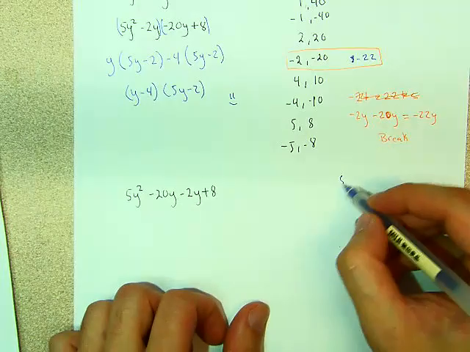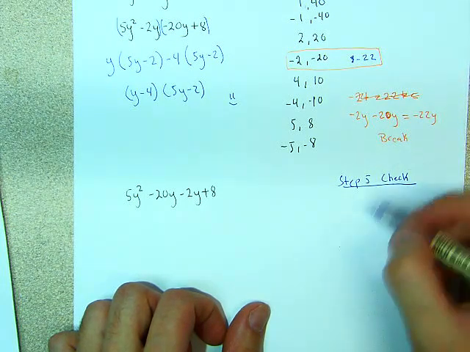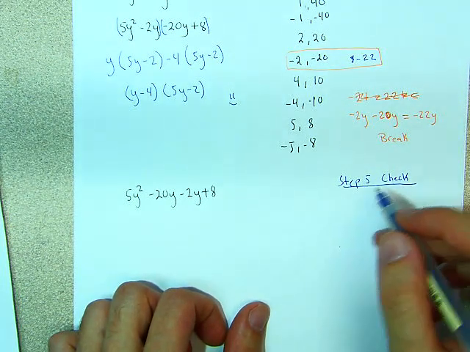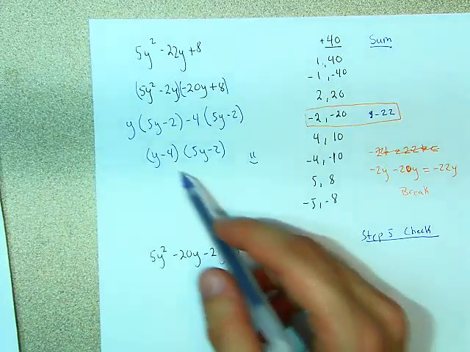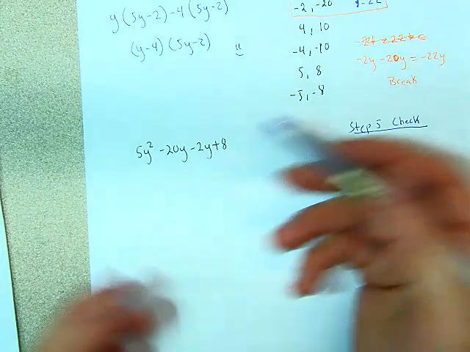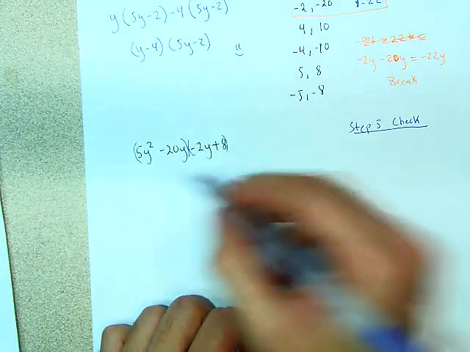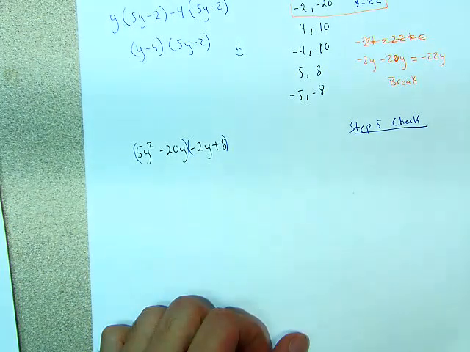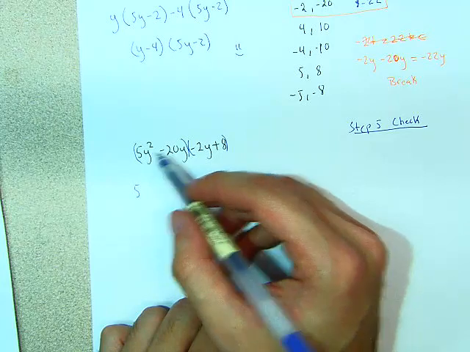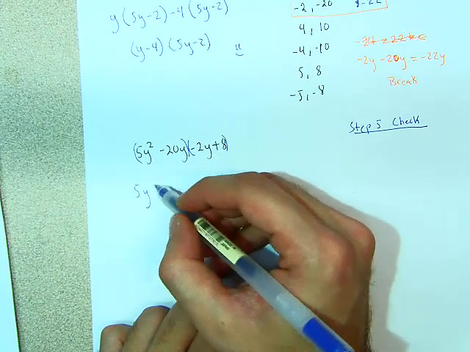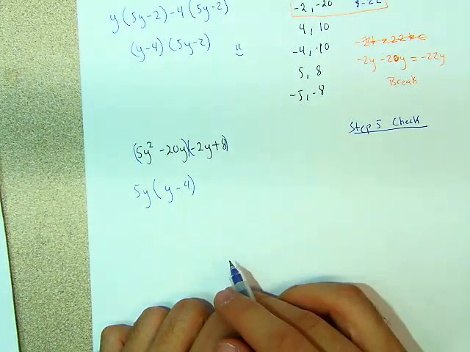If you want, step 5, check it. And when you're making the project, definitely check it. All right. But let's just check over here. Remember, we got to get the same thing somehow. Let's see what happens. First move: parentheses, parentheses, parentheses, parentheses. And what's the GCF of 5 and 20? It's 5. GCF of y squared and y is y. And if I divide this, I get y minus 4.